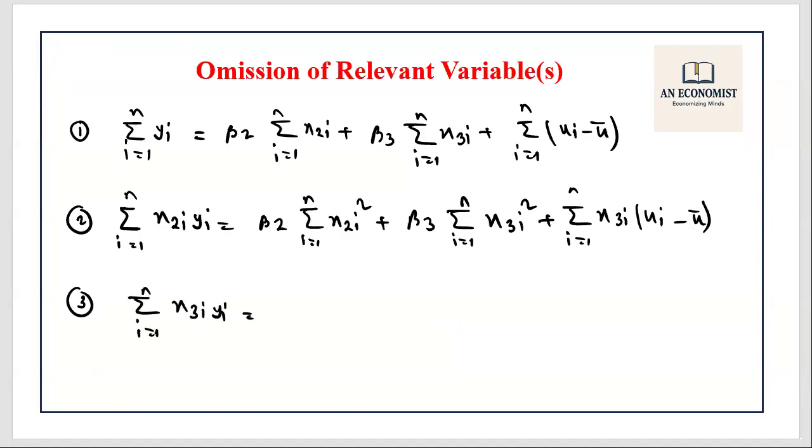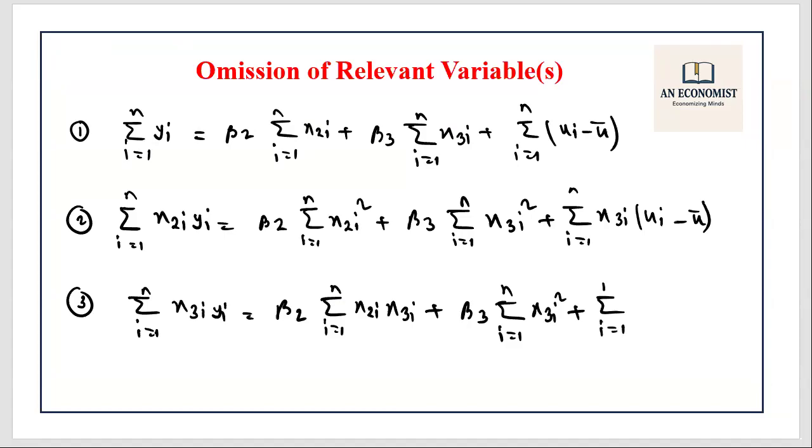x3i into yi. Here you have beta 2 summation i from 1 to n x2i x3i plus beta 3 summation i from 1 to n x3i square plus summation i from 1 to n x3i (ui minus u bar), right? So this is the first equation that you have, this is the second equation that you have, and this is the third equation that you have, right?